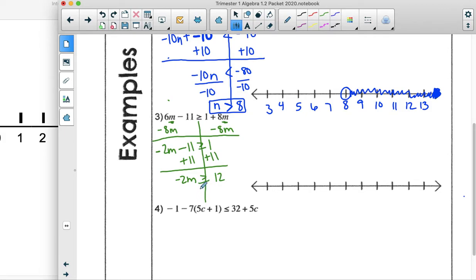All right, last step, we have to undo this multiplying by negative 2. So we're going to divide both sides by negative 2, and I am running out of space.